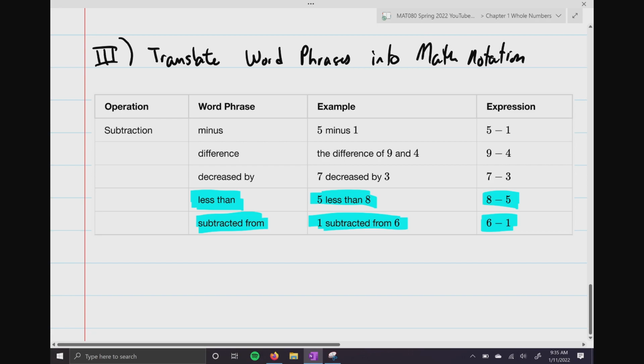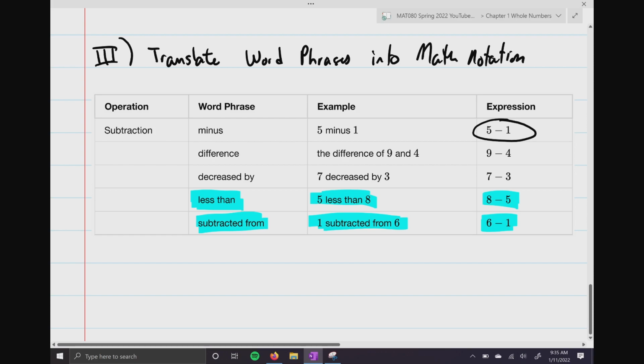So if you look at the word minus, and then the example would be 5 minus 1, notice that in the expression, you write from left to right 5 minus 1. Same thing with difference. The difference of 9 and 4, you write 9 minus 4. And decreased by, 7 decreased by 3 is 7 minus 3.